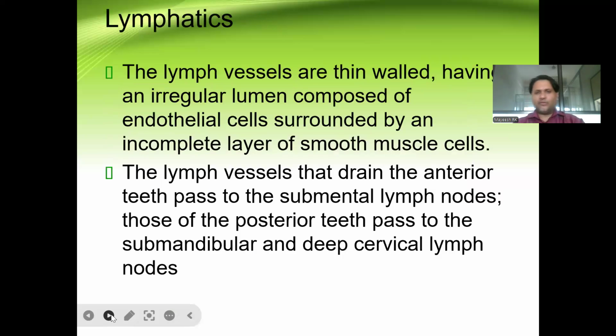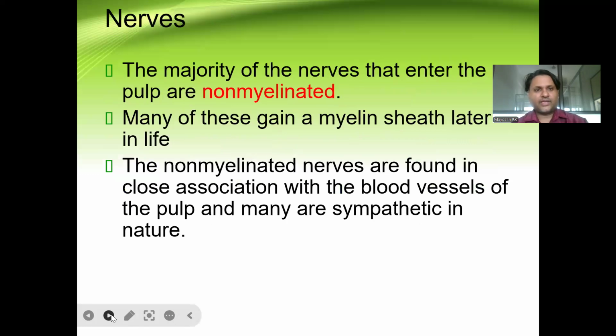Lymphatics, again, are thin lymph vessels with irregular lumen, composed of endothelial cells surrounded by an incomplete layer of smooth muscle cells. The lymph vessels drain the anterior teeth through the submental lymph nodes, and the posterior teeth through the submandibular and deep cervical lymph nodes. Based on the location, you're going to see the lymphatics.